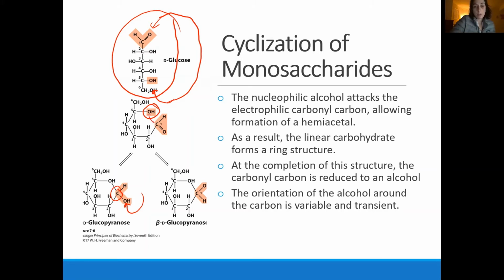Now, it should be noted that the orientation of this new OH group is variable. So depending on how this reaction goes, the new OH group that forms where the carbonyl used to be could be on this bottom part as shown, or it could be an OH here and an H here. So an OH on the top part instead.